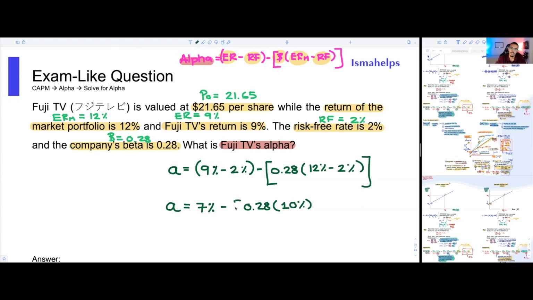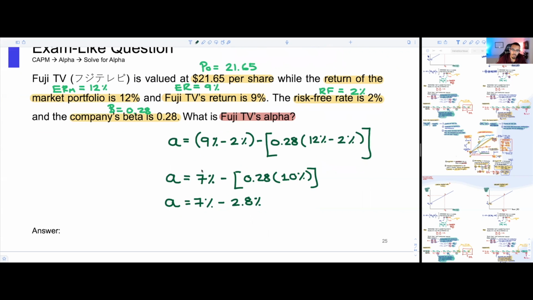And we're going to have this. Now, I'm no math whiz, but 0.28 times 10 is going to give you 2.8, subtracted. And that's a beautiful number, sincerely. And now you would have alpha is equal to 4.2%.